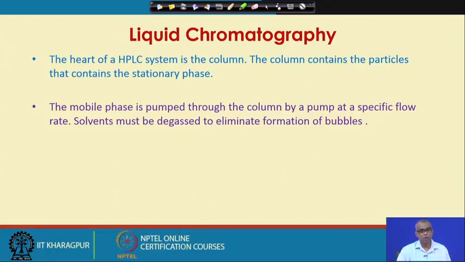The heart of an HPLC system is the column. The column contains the particles that contain the stationary phase. The mobile phase is pumped through the column by a pump at a specific flow rate. Solvents must be degassed to eliminate formation of bubbles.